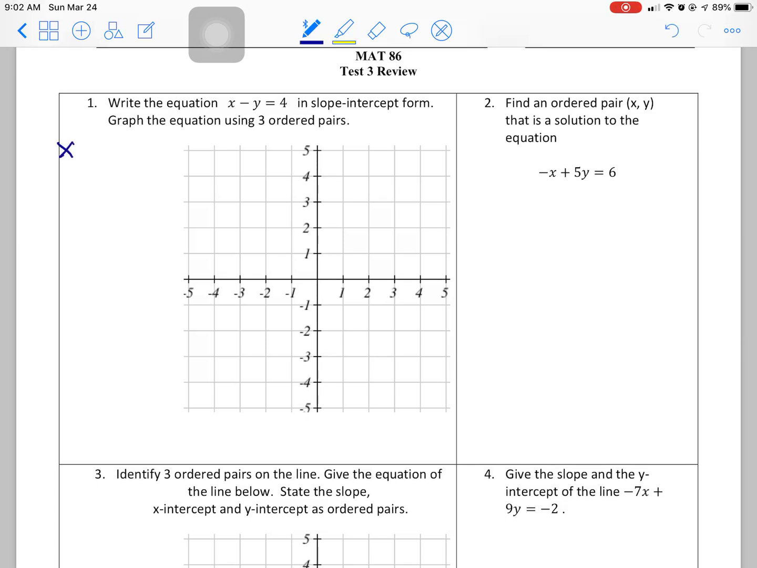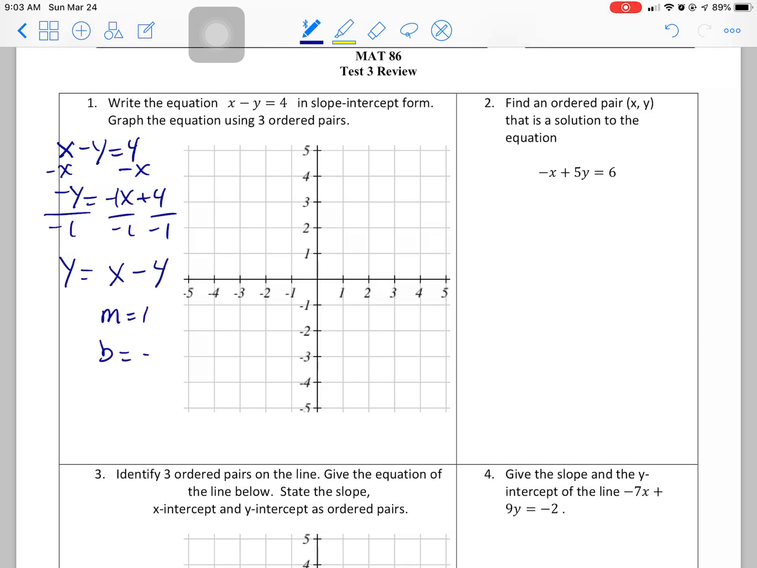All right, so x minus y equals 4. Graph using 3 ordered pairs. Well, you can't graph this. We need to move it around. All right, I have to get y by itself. So this is a -1 over a -1, which is a 1. And this is a -4. Okay, so now I know that my slope is 1 and my b is -4.